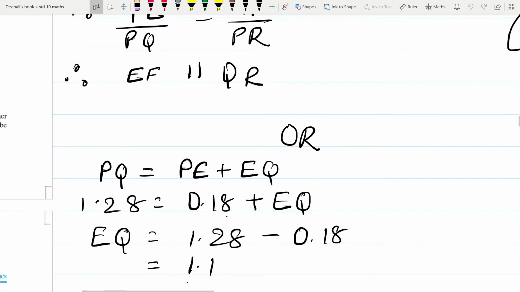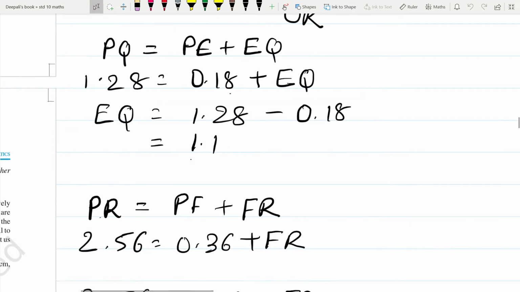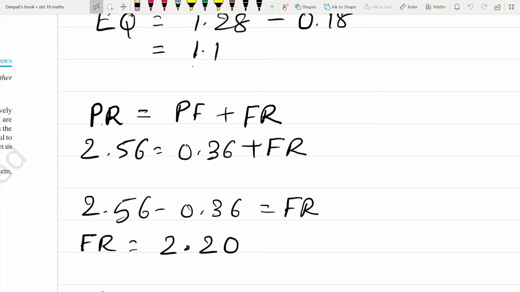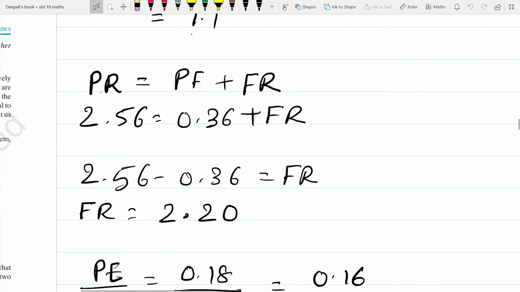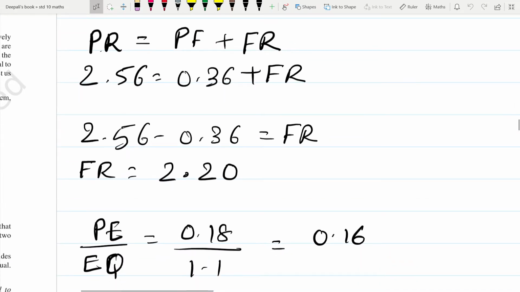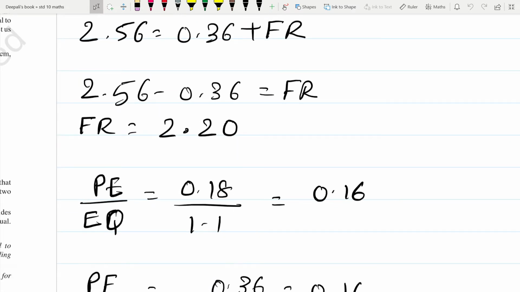Now we know that PQ is equal to PE plus EQ. So 1.28 is equal to 0.18 plus EQ. So EQ we get as 1.1. Similarly, PR is equal to PF plus FR. So 2.56 is equal to 0.36 plus FR. So 2.56 minus 0.36 is equal to FR. So FR is equal to 2.2.